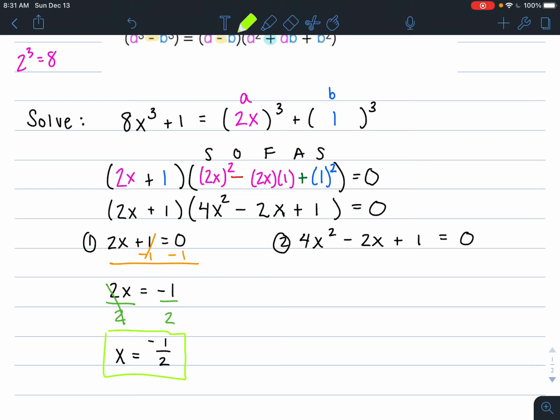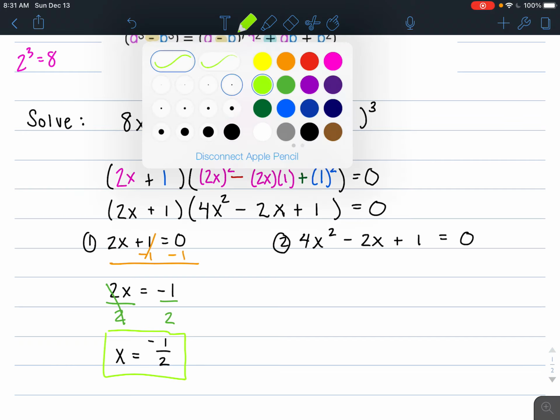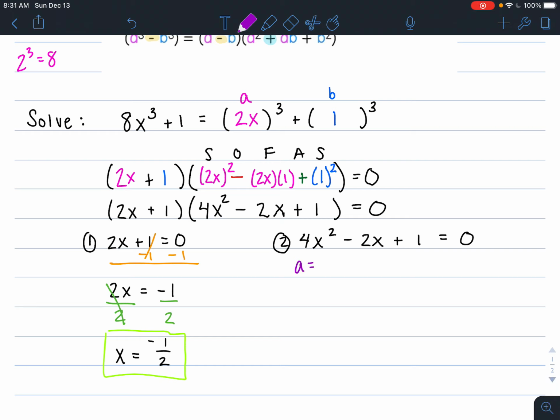So the thing about the sum and difference of cubes problem is that the trinomial piece is never factorable. You always have to use the quadratic formula. So our a value is 4 here, b is negative 2, and c is 1. So when I go to solve, I'm using the quadratic formula. So x equals negative of b, so negative of negative 2.